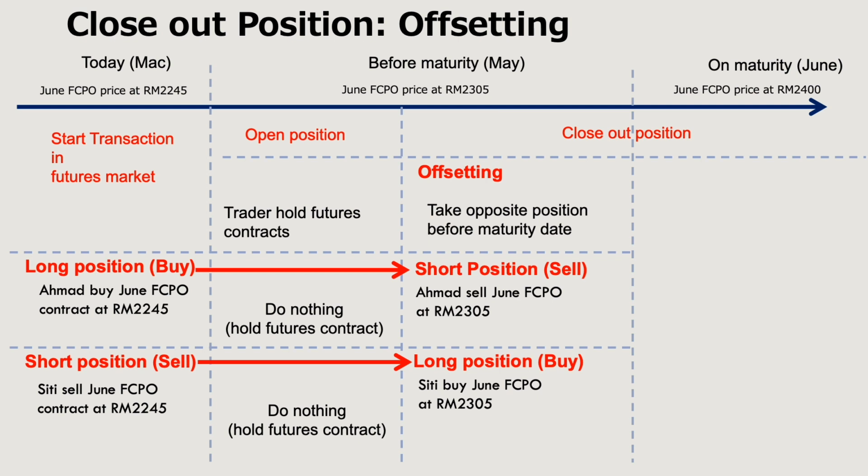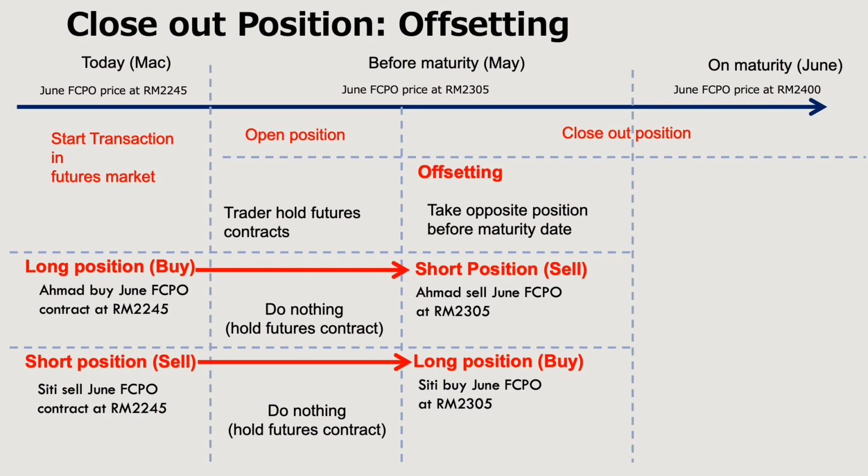Alright, so if we refer to the Ahmad example here, Ahmad in March starts his transaction in the futures market, and he takes a long position. So basically, Ahmad buys a June FCPO contract at price RM2245. Okay, so if Ahmad plans to close out before the maturity date, Ahmad can use offsetting. So how to exercise the offsetting? Ahmad needs to take the opposite position before the maturity date.